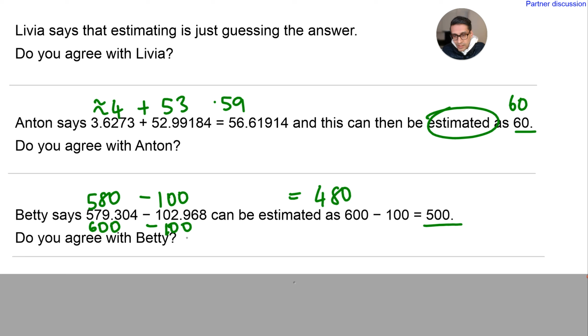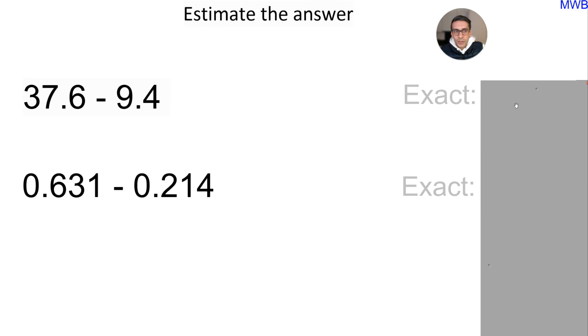So I would say I would agree. Both of these are sensible estimations. And this is why it's important to understand there's no strict rule on how you round it. 580 and 600 are both sensible roundings. Okay, so let's now estimate the following. Can you have a go with both of these? And then I'm going to show you my version of this.